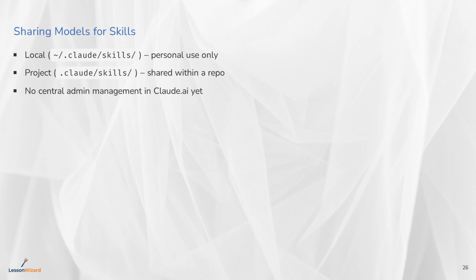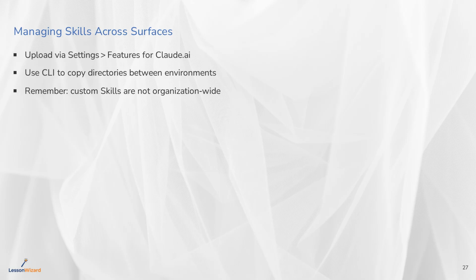Depending on where you place the skill folder, you control its visibility. A home directory location keeps it private, while a project-level folder lets teammates reuse the same skill without extra uploads. To move a skill between Claude Code, the API, and the web UI, you either upload it through the UI or copy the folder via the command line. Each surface maintains its own copy, so updates must be propagated manually.